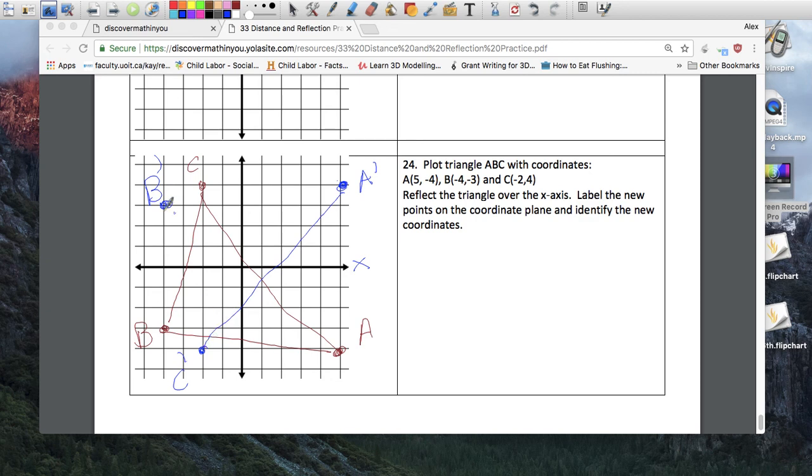So again, I'll connect the dots. And the location of my triangle, you can figure it out, but that's how you would reflect. And that's that. That was one long video.